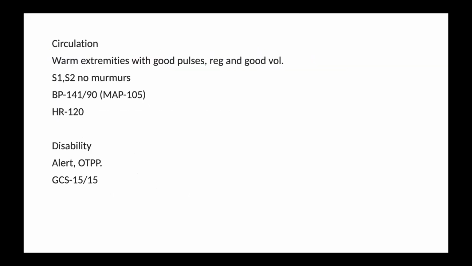Circulatory wise, she had warm extremities with good pulses, which were regular and of good volume. The heart was okay. Her BP was 141/90 with a MAP of 105 and a heart rate of 120, which was a bit high. Disability wise, she was alert, oriented in time, place and person with a GCS of 15. For abdomen, we noted she was gravid with a fundal height of 34, longitudinal lie, cephalic presentation with a descent of 5 out of 5. Fetal heart rate was also present at 148.